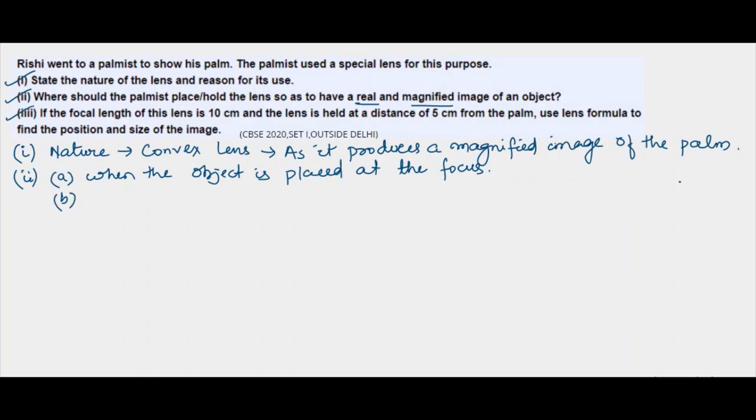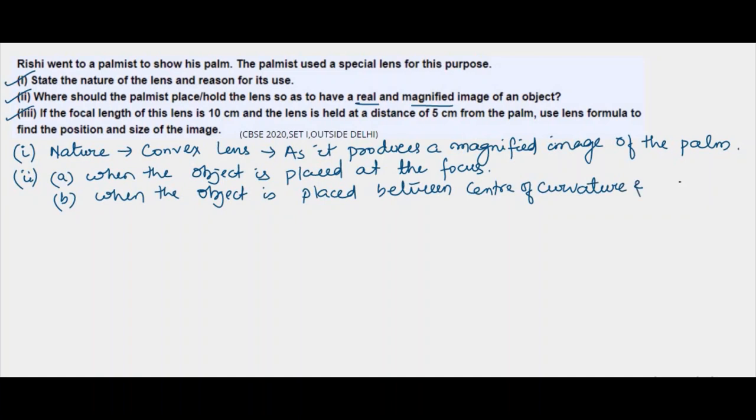and second, when the object is placed between center of curvature and focus. So these are the two places. If we keep the object at these places, then we will get a real and magnified image of the object.